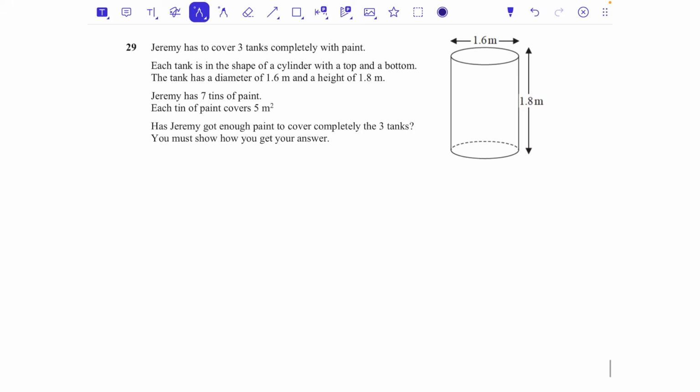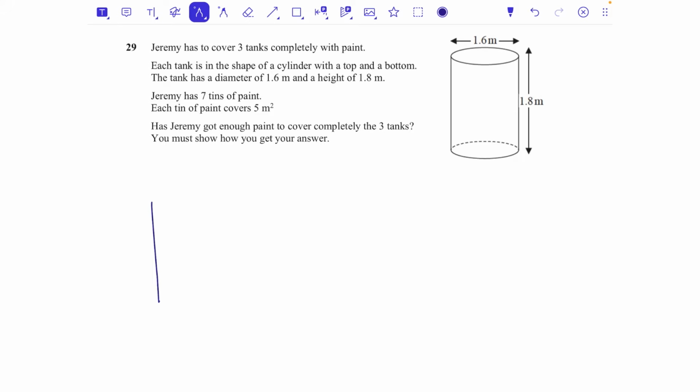Okay, question number 29. Jeremy has to cover 3 tanks completely with paint. Each tank is in the shape of a cylinder with a top and a bottom. The tank has a diameter of 1.6 and a height of 1.8. Jeremy has 7 tins of paint. Each tin of paint covers 5 meters squared. Has Jeremy got enough paint to cover completely the 3 tanks? You must show how you get your answer.